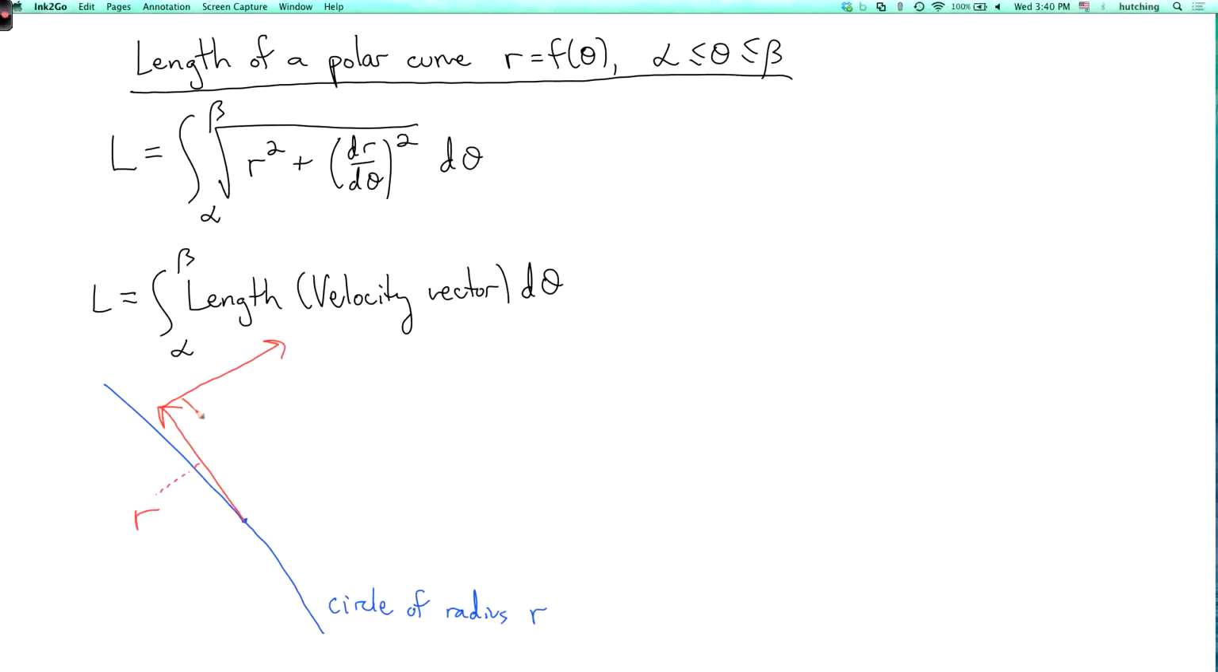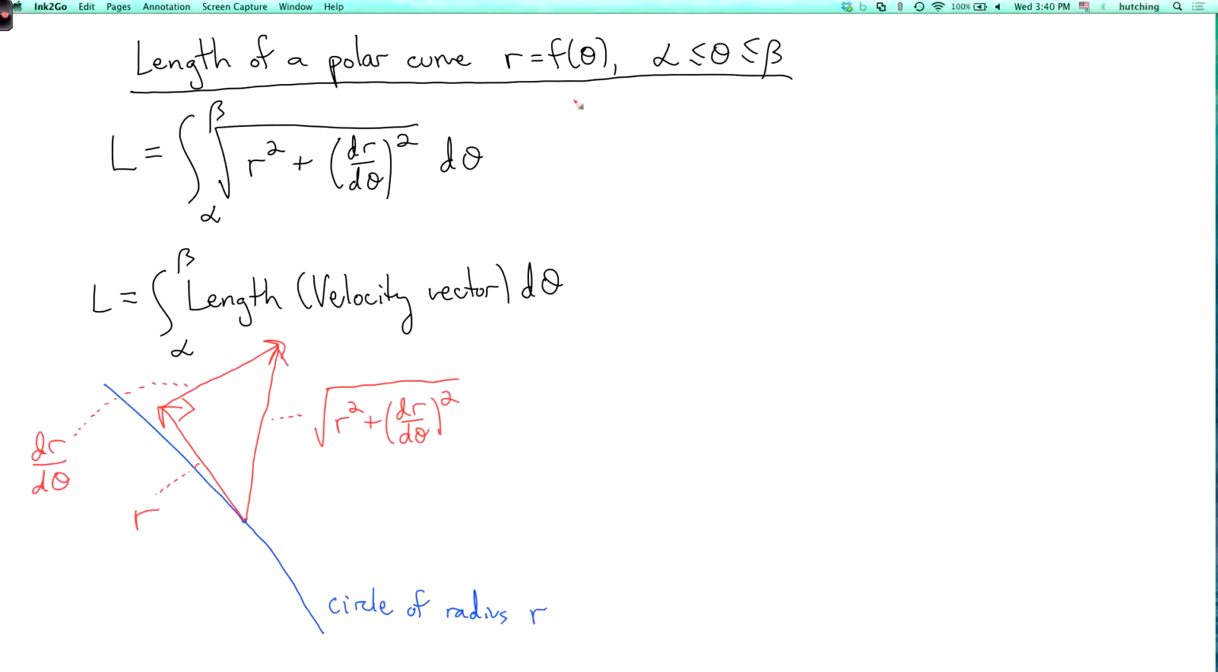Then there's a perpendicular component, which tells you how fast you are moving away from the circle of radius r, that is, how fast r is increasing. The length of this component of the velocity vector is dr/d theta. The velocity vector is the sum of these two components, and the length of this, by the Pythagorean theorem, is the square root of r squared plus (dr/d theta) squared.